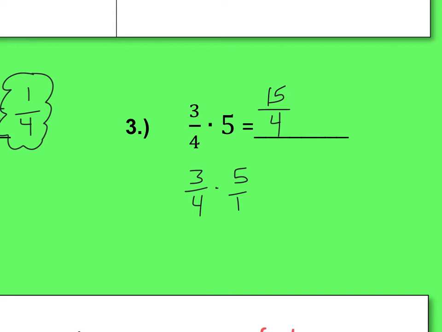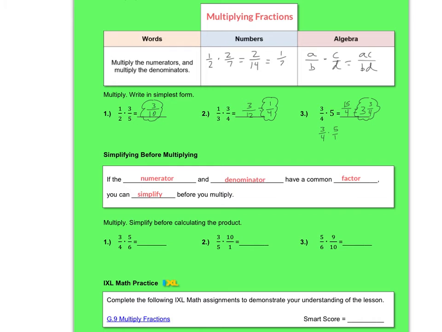Now what we have to do is write it as a mixed number or in simplest form. 4 goes into 15 3 times with 3 left over out of 4. And you have 3 3/4. Okay, that's the basic as it comes. That would be able to get you through the IXL for sure.